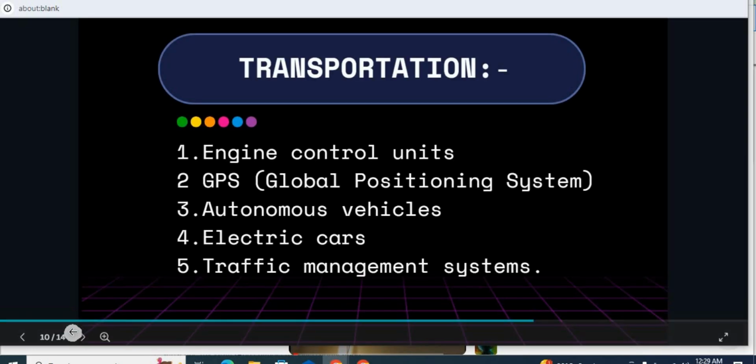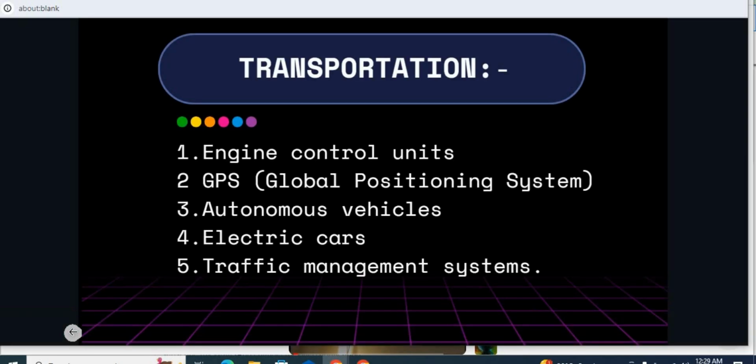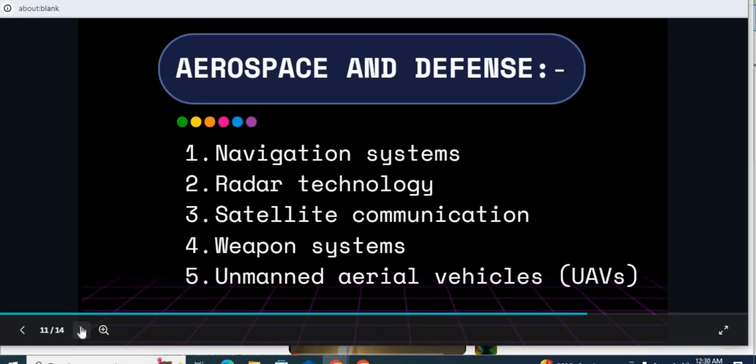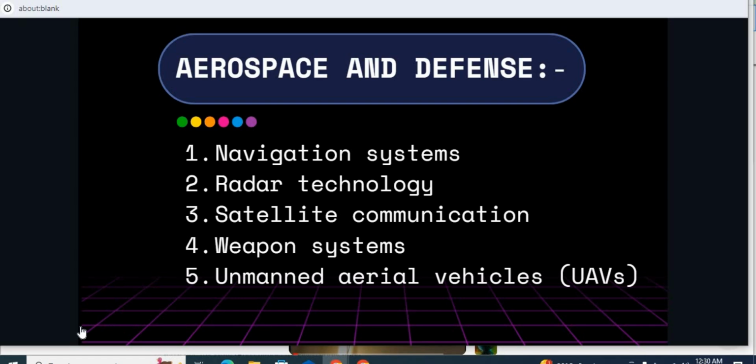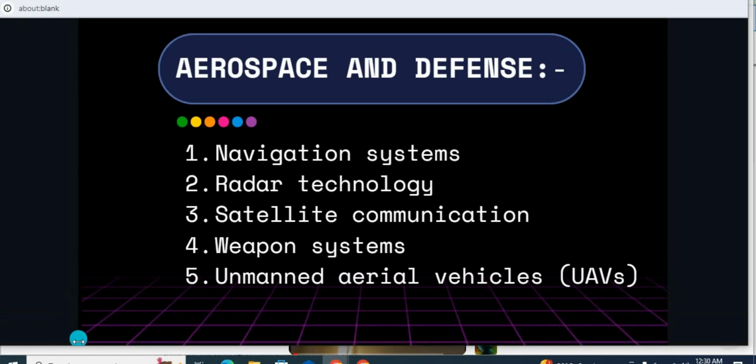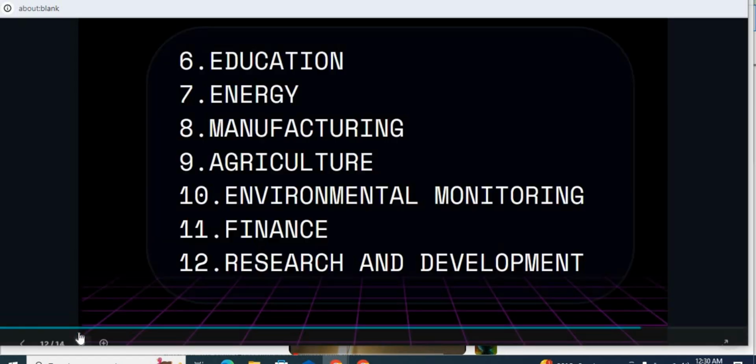And next, we can see in the transport industry: engine control unit, GPS, autonomous vehicles, electric cars, traffic management system. These are the things that depend on electronics. Next, a very booming industry, the aerospace industry, where electronics is one of the very important parts. We need navigation systems, radar systems, satellite communication, weapon systems, unmanned aerial vehicles. These are the roles of electronics in the aerospace industry.